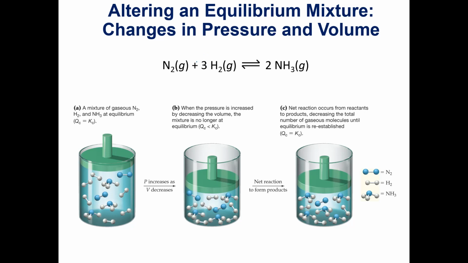That's a total of 4 moles of reactants. On the product side, we only have 2 moles of product. So we have 4 moles of reactants and 2 moles of products. So if we decrease the volume and increase pressure, we're going to go towards the side that has the fewest number of moles, which is going to be our product side. So we're going to have more products in here and fewer of our reactants.